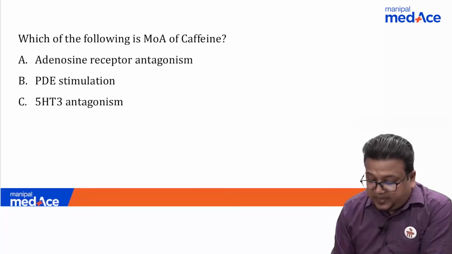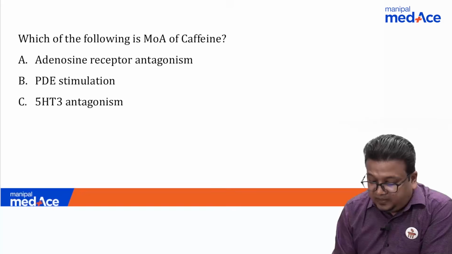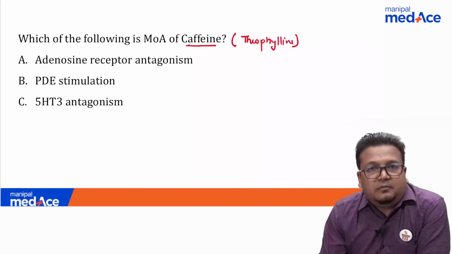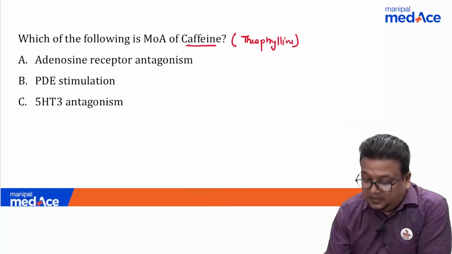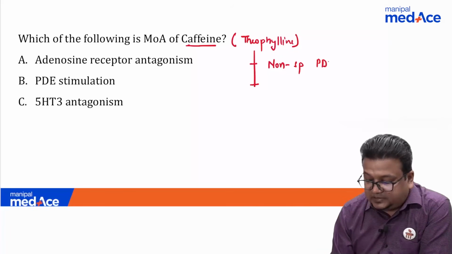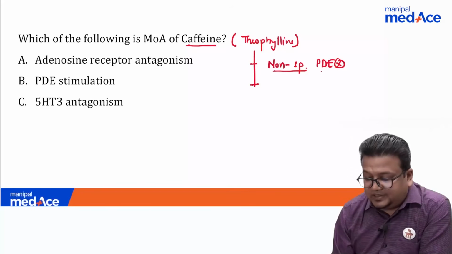Next question, what is the mechanism of action of caffeine? Caffeine, we all know, has a mechanism similar to theophylline. They both belong to the same class of drugs, that is methylxanthine. And what is the mechanism of theophylline? Theophylline's mechanisms are pretty simple. It is a non-specific inhibitor of phosphodiesterase enzyme. So it's a non-specific phosphodiesterase inhibitor.